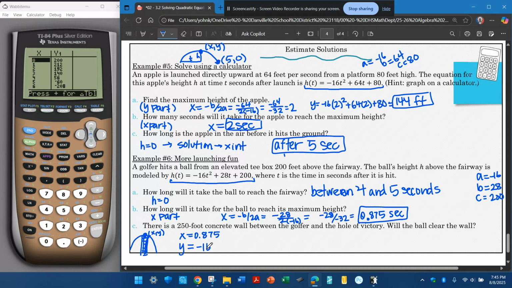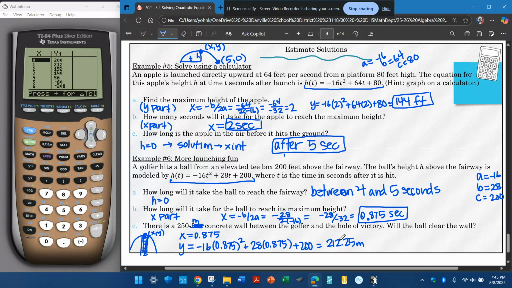So let's plug it in. Negative 16 times 0.875 squared plus 28 times 0.875 plus 200. If I type this into my calculator, hit enter, I'm going to get 212.25. That means that the ball's path is going to reach a maximum height of 212. Well, I think I meant this wall to be 250 tall. So, yeah, I apologize.